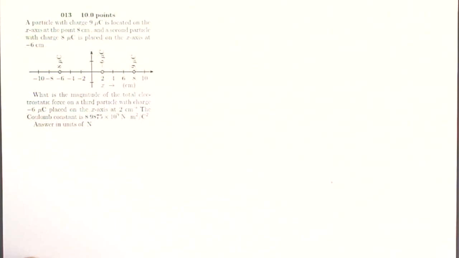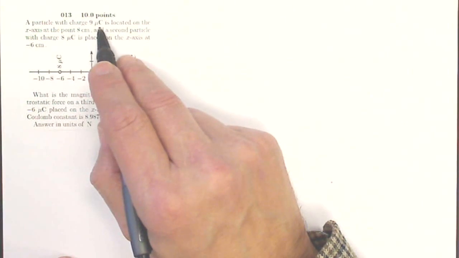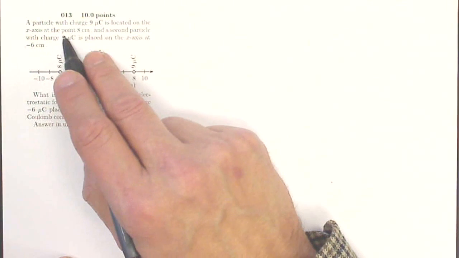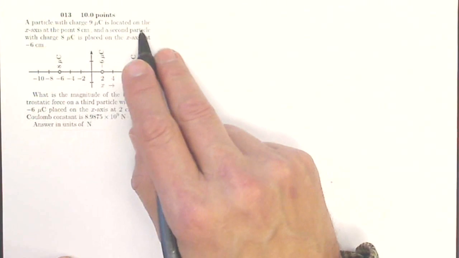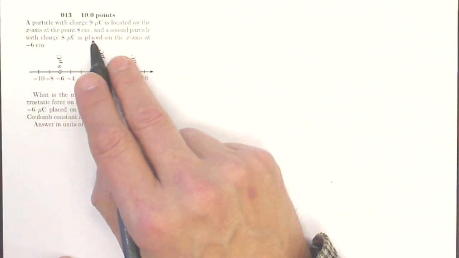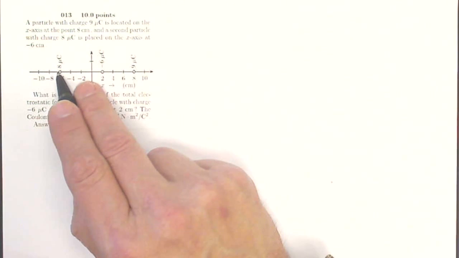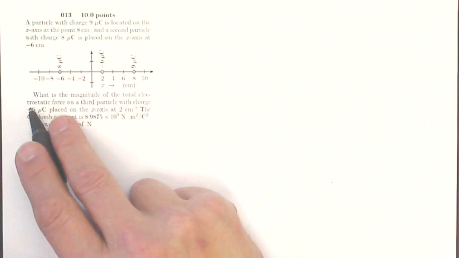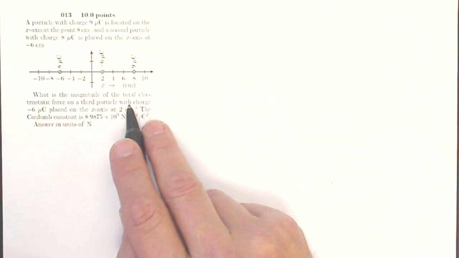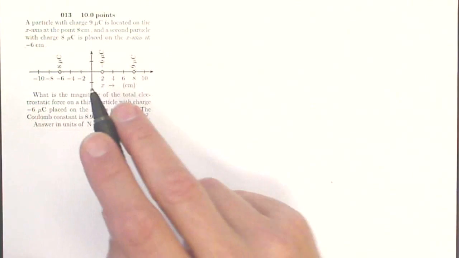This is physics homework number 19, question number 13. A particle with charge 9 microcoulombs is located on the x-axis at the point 8 centimeters. So there's my first one, 9 microcoulombs. A second particle with charge 8 microcoulombs is placed on the x-axis at negative 6 centimeters. So here I've got 8 microcoulombs at negative 6 centimeters. What is the magnitude of the total electrostatic force on a third particle with the charge negative 6 microcoulombs placed on the x-axis at 2 centimeters?